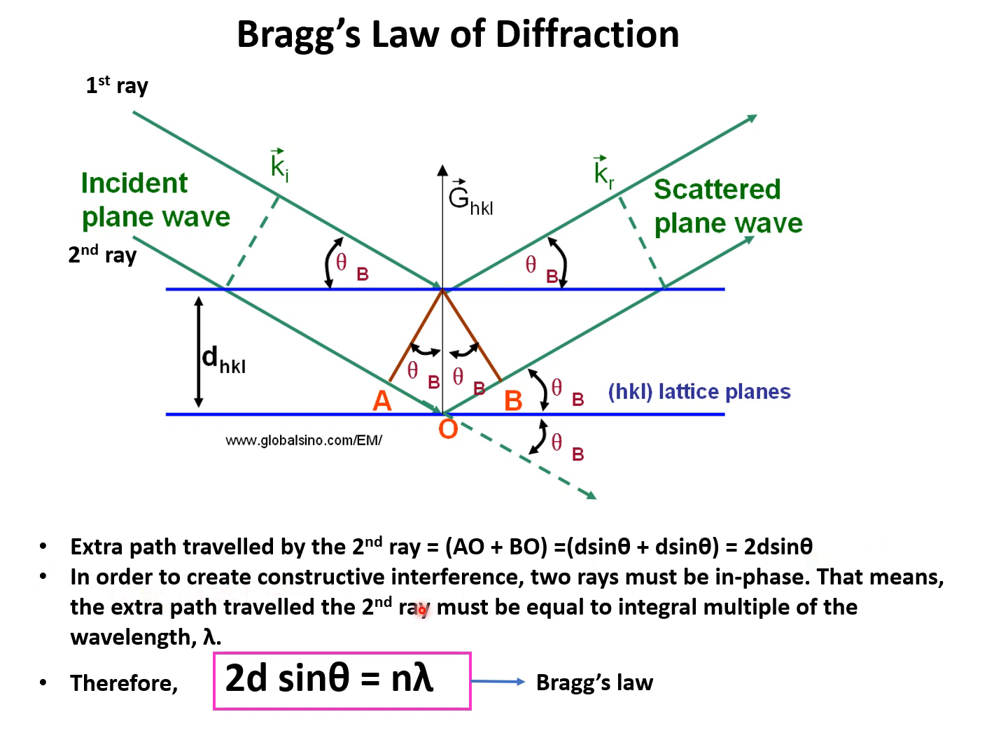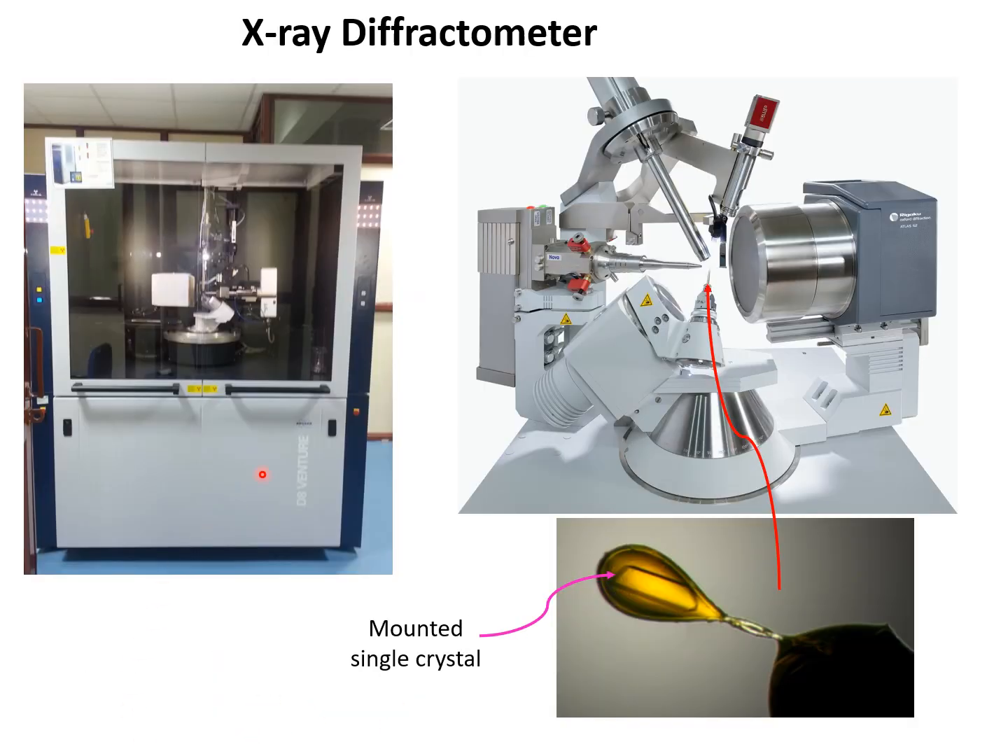So in order to create constructive interference, two rays must be in phase. Just now we have seen this point. That means the extra path traveled by the second ray must be equal to an integral multiple of the wavelength, that is lambda. Therefore, the equation becomes 2d sin theta is equal to n lambda. This equation is called Bragg's law, a well-known equation, where n is the order of reflection, lambda is the wavelength, and d is the interplanar spacing. So this is the typical X-ray diffractometer, the actual diagram of how the instrument will look. Thank you.